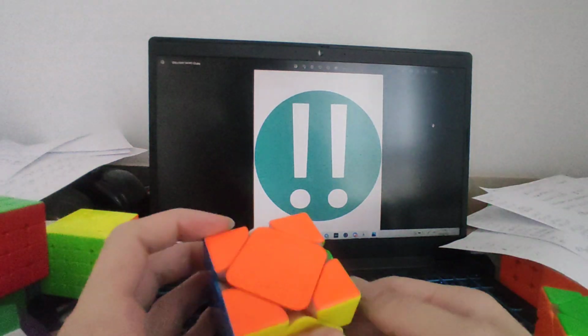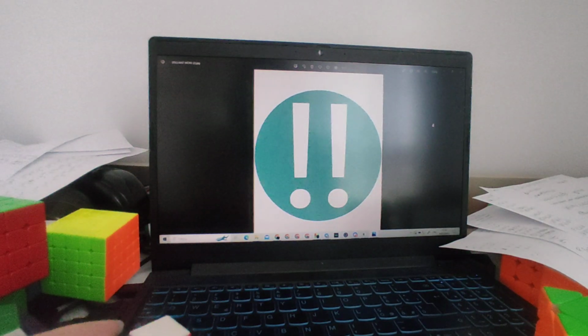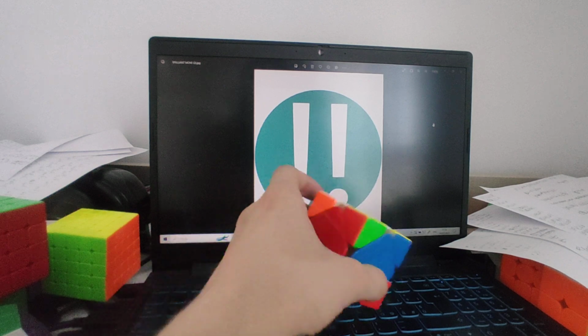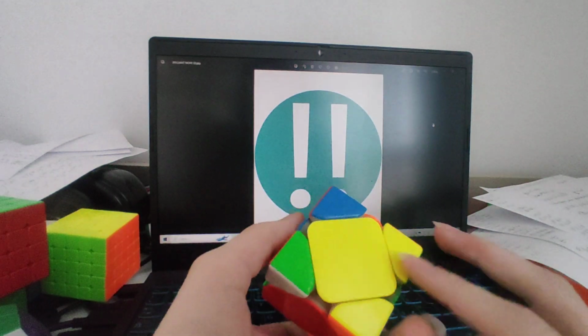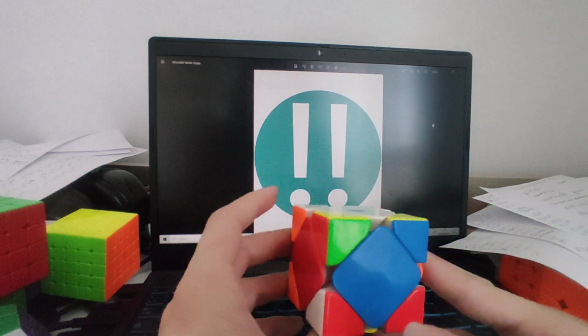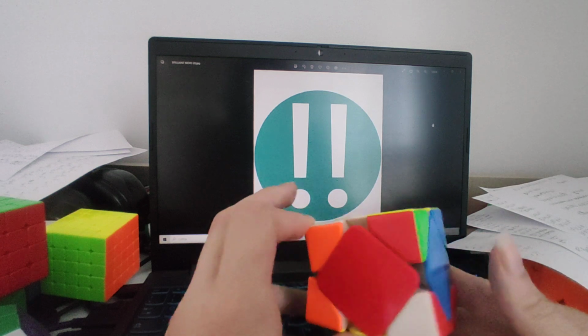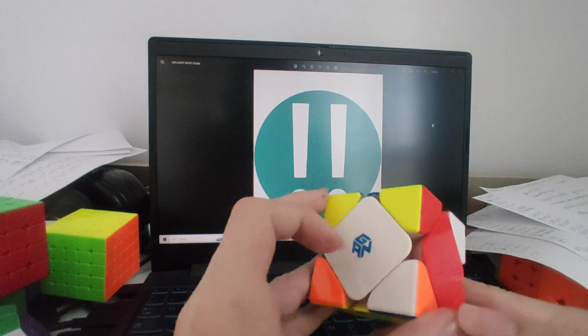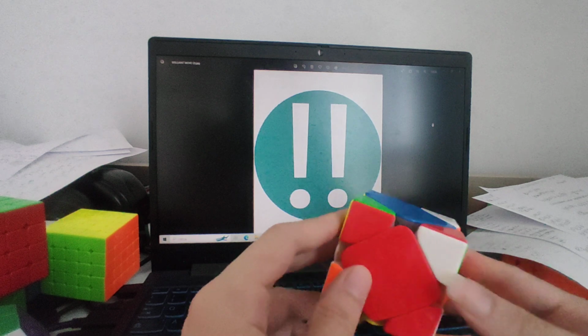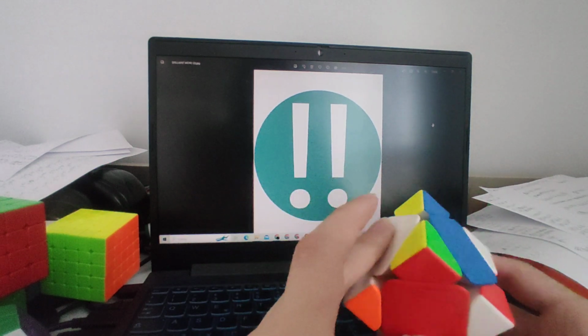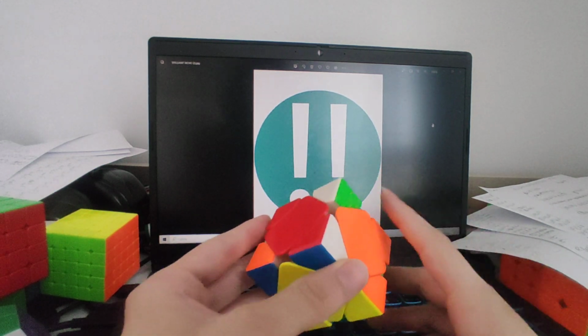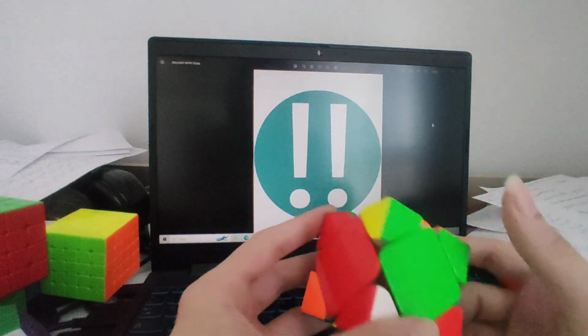Okay, so now we're going to do the cases where both corners are at the front. So let's start with this case. You have uplights here, and basically what you do is this move to put these corners here, and then you have this three mover. And this three mover is actually really easy because you just insert this corner, insert that.